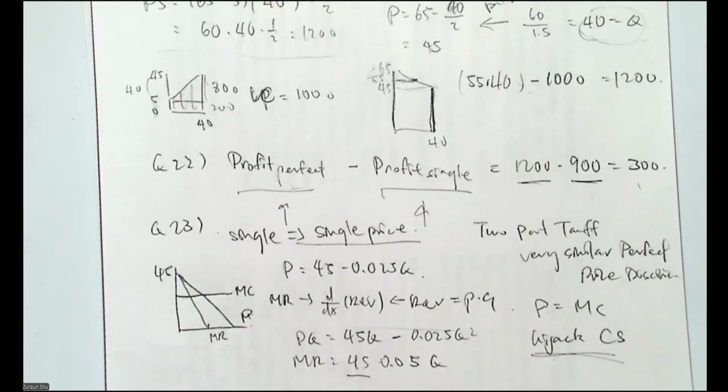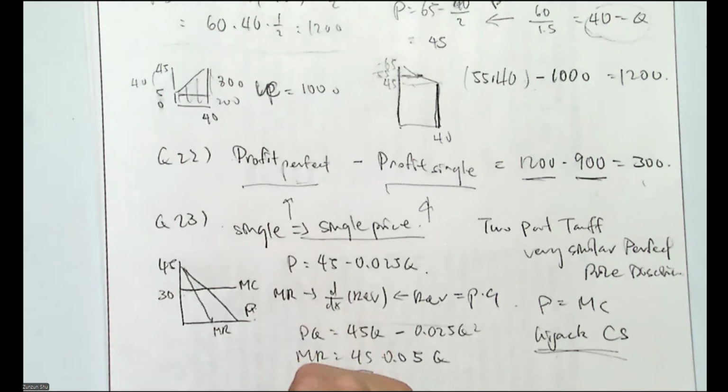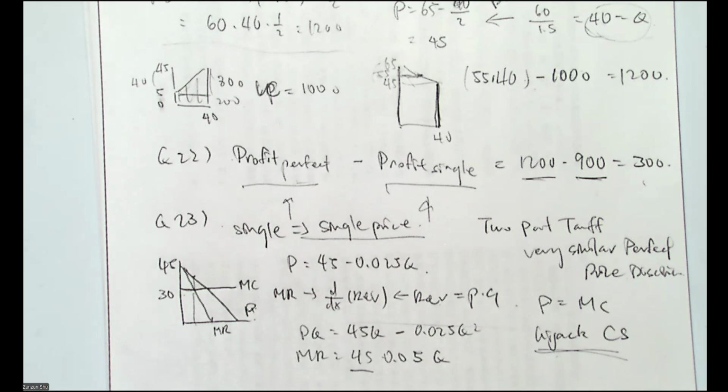And so, the MC is given to you at 30. And that's good. Now we just need to find what's the quantity and therefore what's the price we need to charge. All right, so let's go for it.